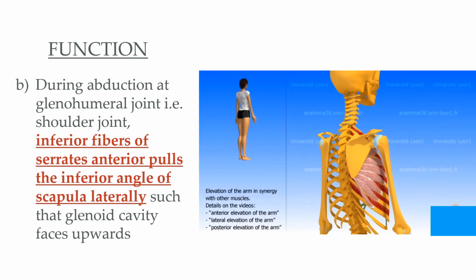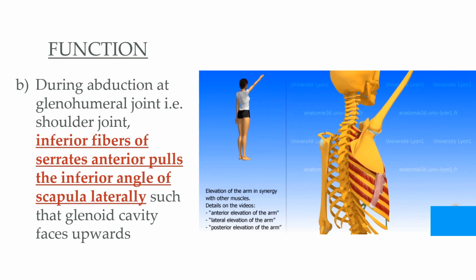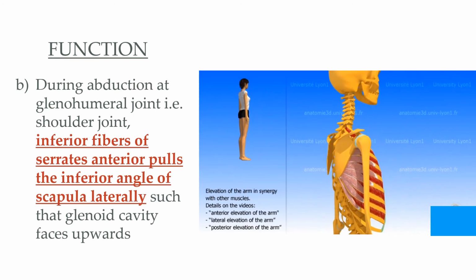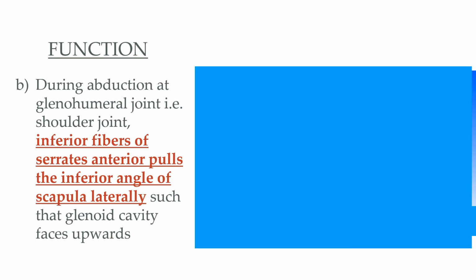Here you can see that when overhead abduction occurs at the shoulder joint, the lower 4 to 5 digitations which insert over the inferior angle pull the inferior angle of scapula laterally, that is away from the midline. As a result, the glenoid cavity faces upward. This is called lateral rotation of scapula, which is facilitated by the serratus anterior muscle.